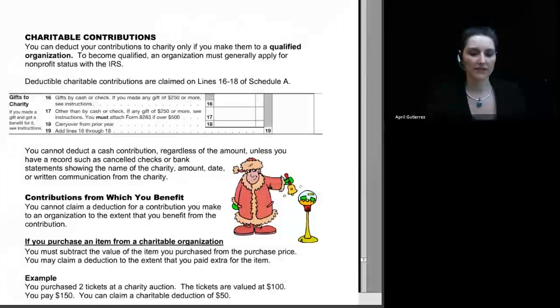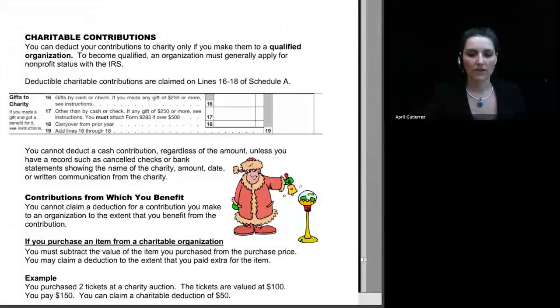Charitable contributions and how to deduct those on our tax return. You can deduct your contributions to charity only if you make them to a qualified organization. So this is the first test. Did I make a donation to a qualified organization? If I did, I can claim a deduction on my Schedule A. And I claim that deduction on lines 16 through 19.